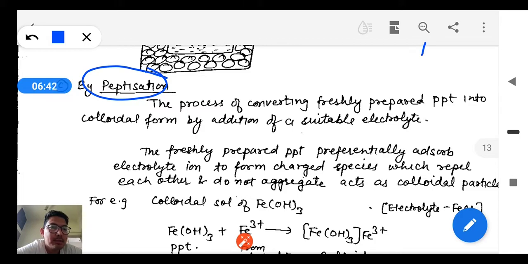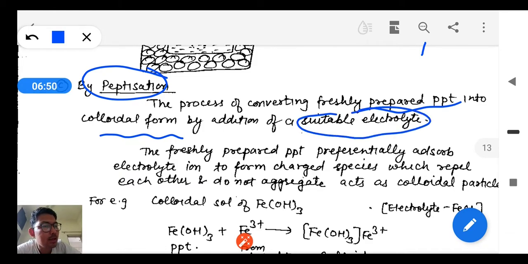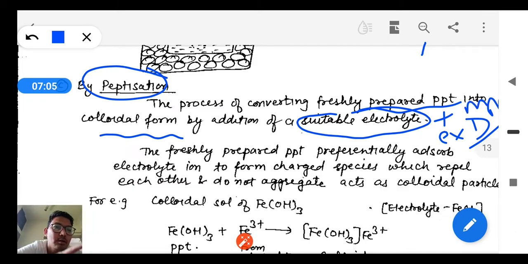So in peptidization we convert a precipitate into colloidal solution. How we do this? By adding a suitable electrolyte and excess of dispersion medium. I am writing here EXDM, don't forget this. Okay, excess of dispersion medium, this is missing in the notes.